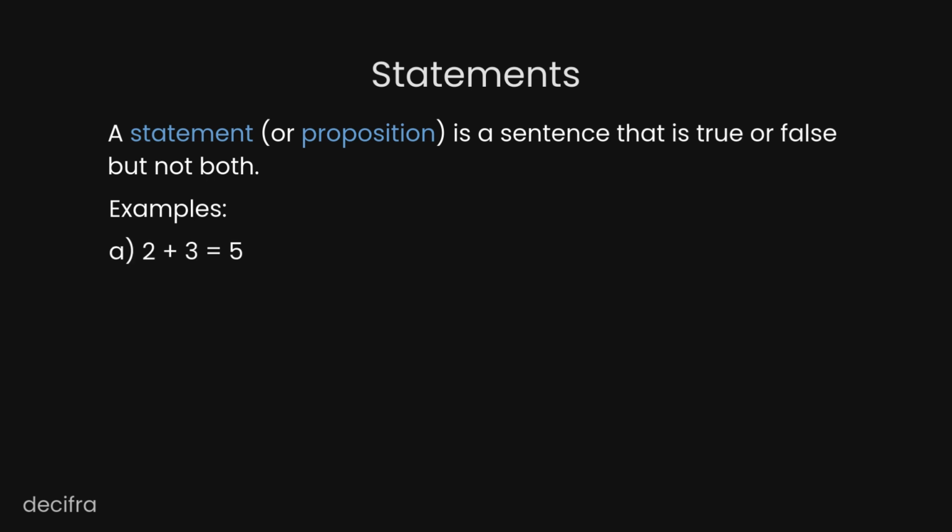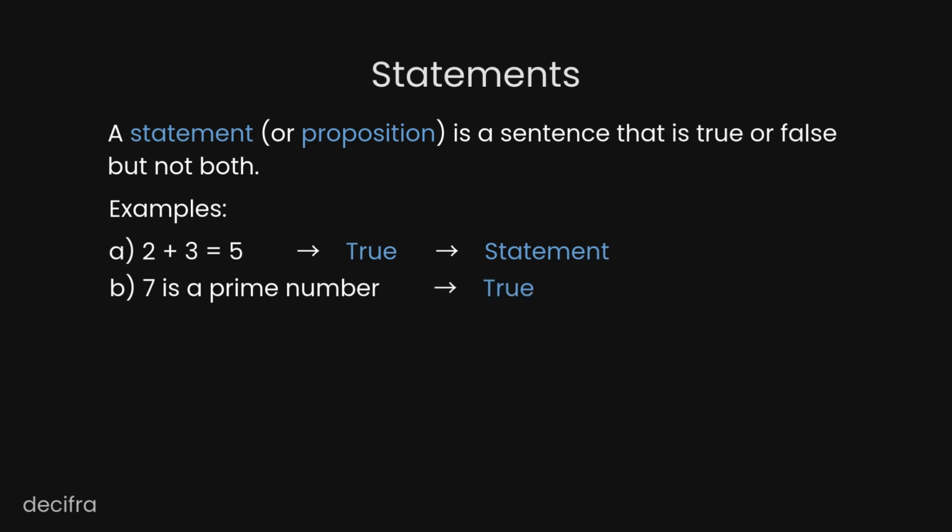First one is 2 plus 3 is equal to 5. What do you think about this? We can easily tell it is a true sentence. That means it is a statement. The next is 7 is a prime number. Again, this is a true sentence. That means it is also a statement.